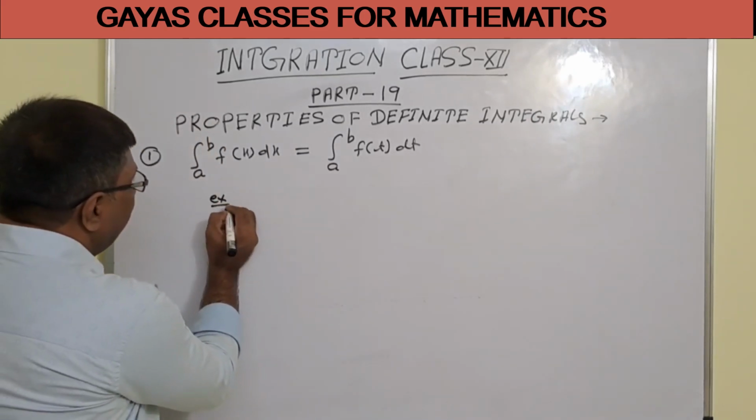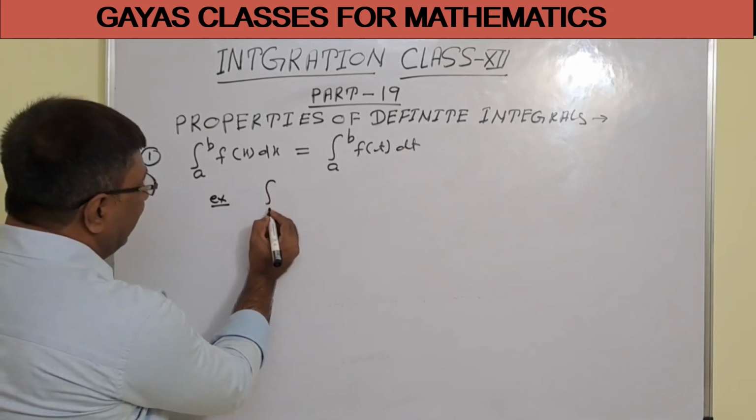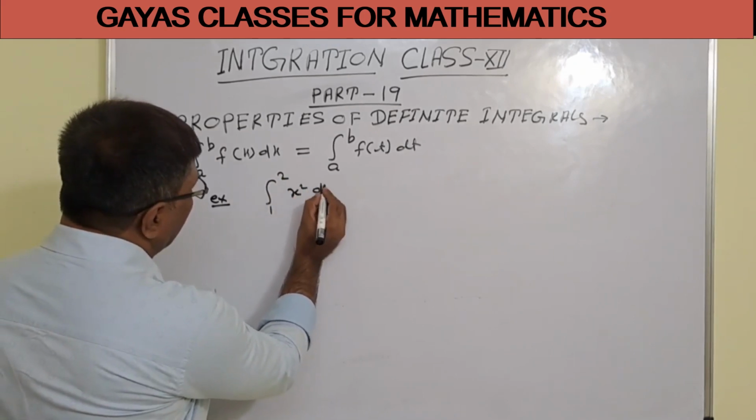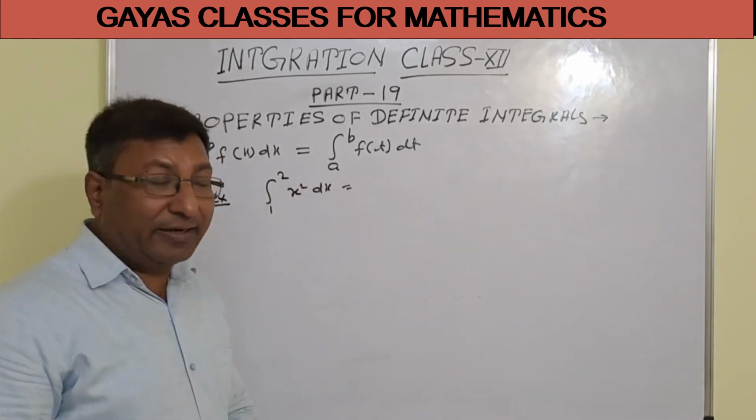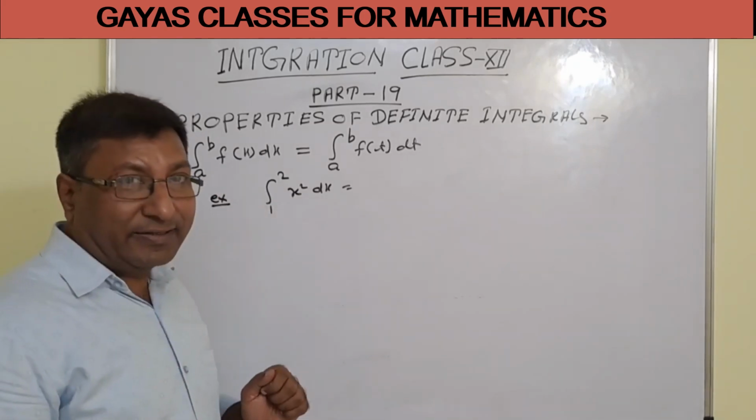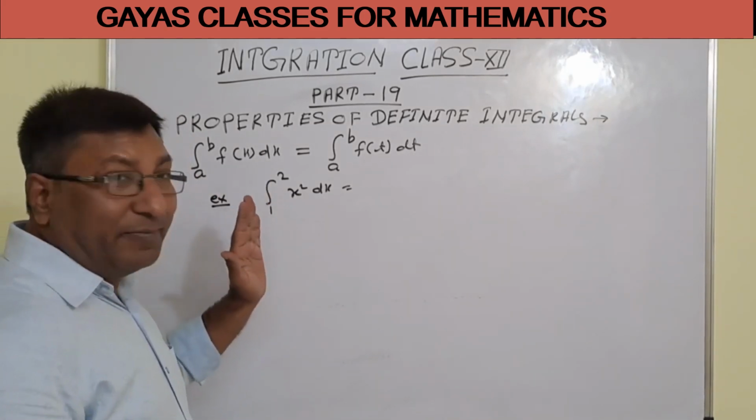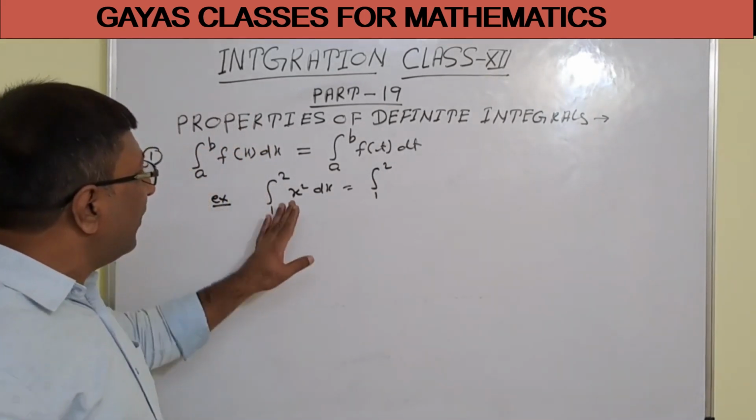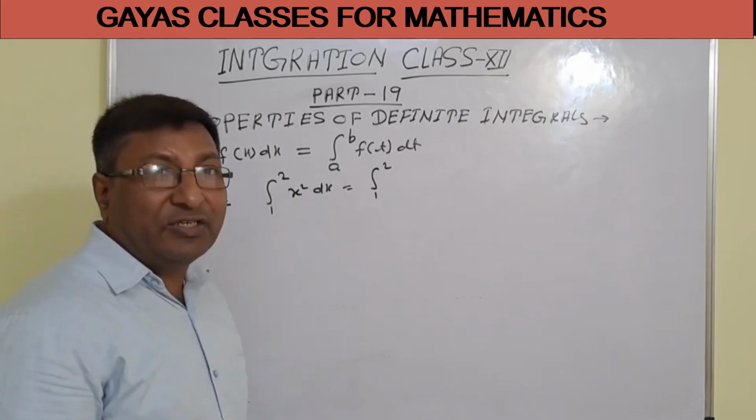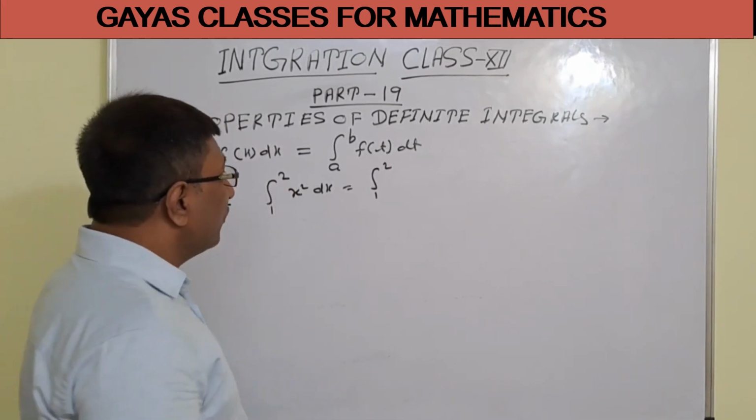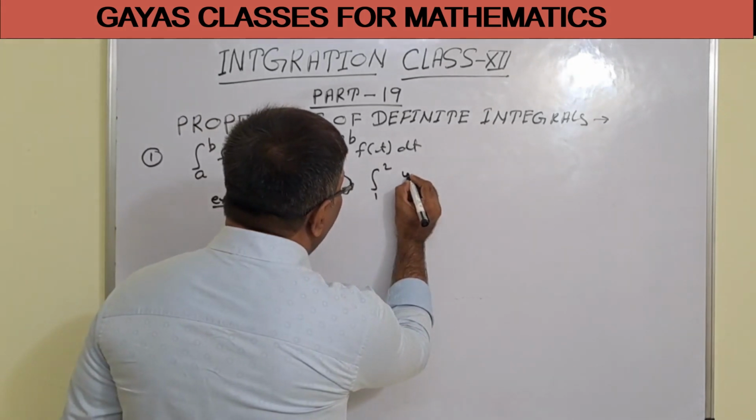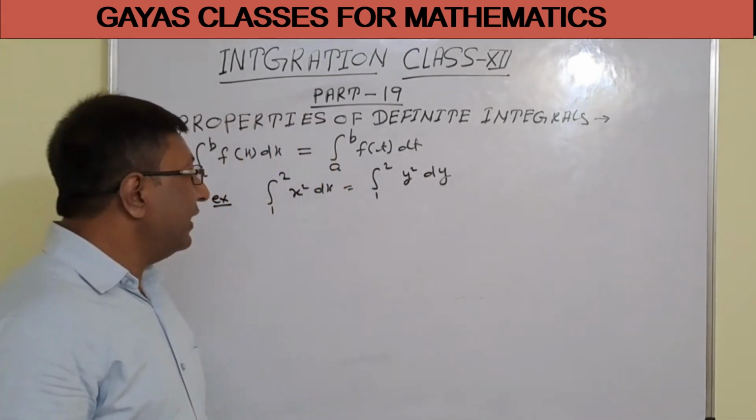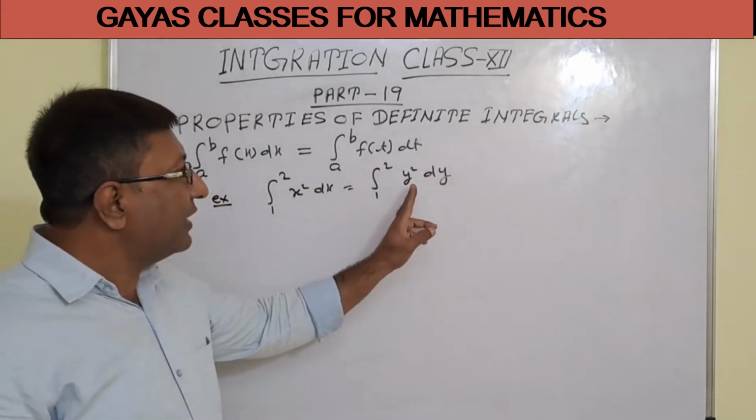Suppose we are taking one example. It is the integration from 1 to 2, and this is what? Suppose x square dx. This is the integral from 1 to 2 of x square dx. So if we keep the same limits, 1 to 2, here the variable is x. Now we are changing this variable x to y. So we can write here the integral of f, this is y square, and this is dy. So here the variable is x, here the variable is y.